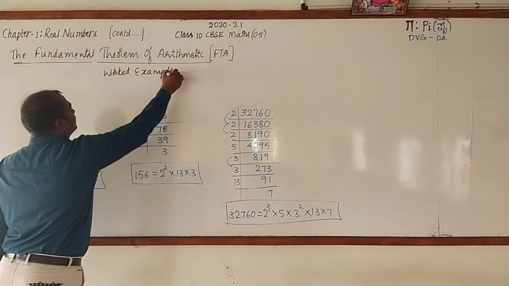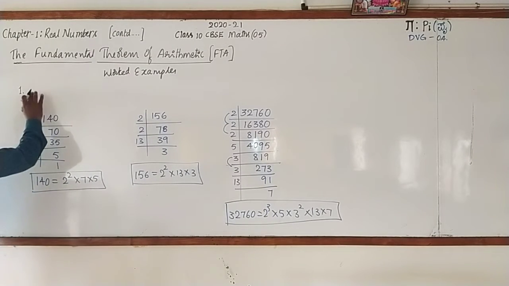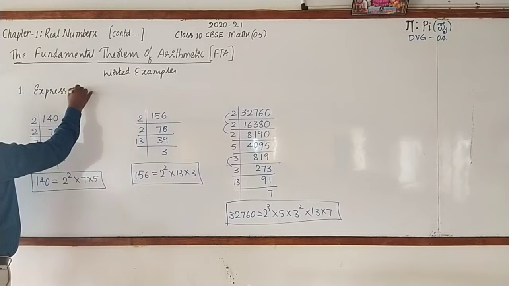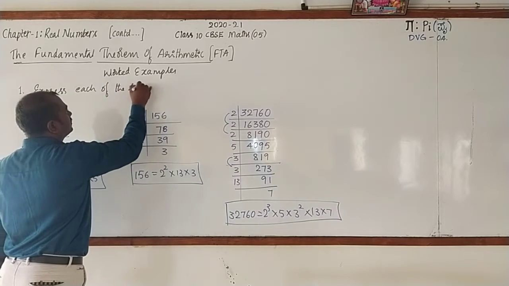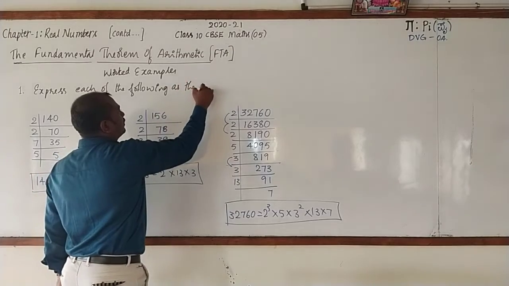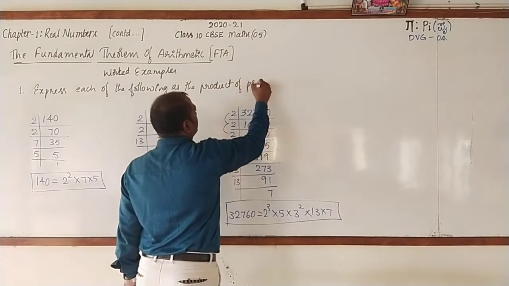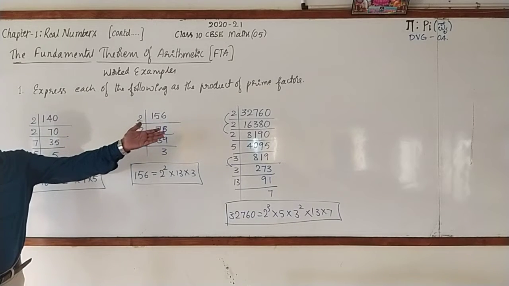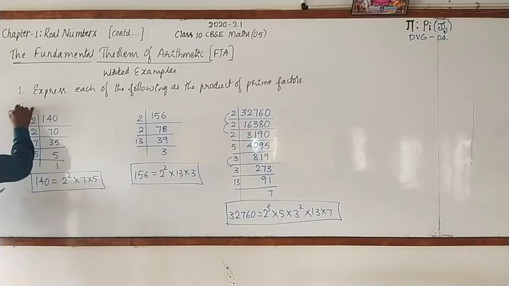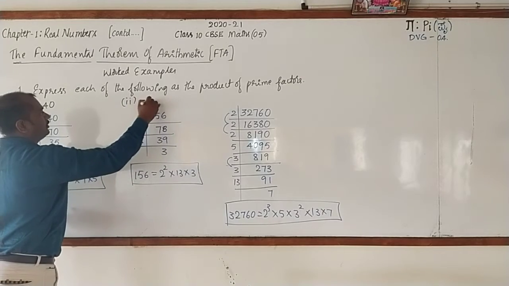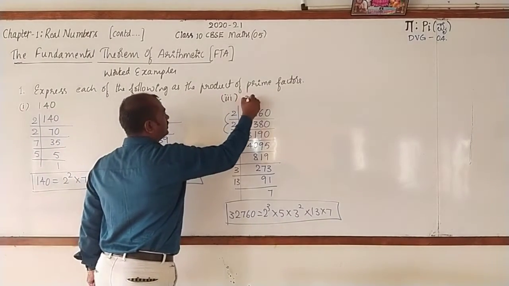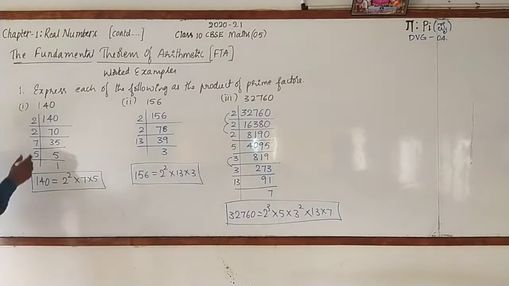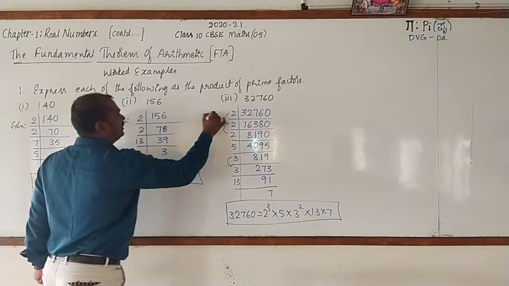Worked examples. Then, the first one is, express each of the following as the product of prime factors. Or they may ask you the question: find the prime factorization of the following numbers. That way also. So this is the first example, 140, this is the second example, 156, and this is the third example, 32,760. And don't go for working out in the working column. Let it be just below that only, because they have asked you to find out, so you are finding. Got it?